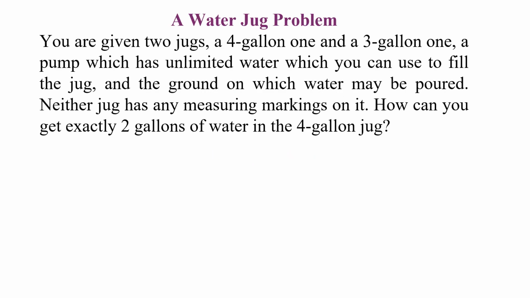It's an interesting one. You are given two jugs, a 4-gallon and a 3-gallon, and a pump which has unlimited water, which you can use to fill the jugs, and ground on which water may be poured. Neither jug has any measuring marking on it. How can you get exactly 2 gallons of water in the 4-gallon jug? Okay, this is the problem statement.